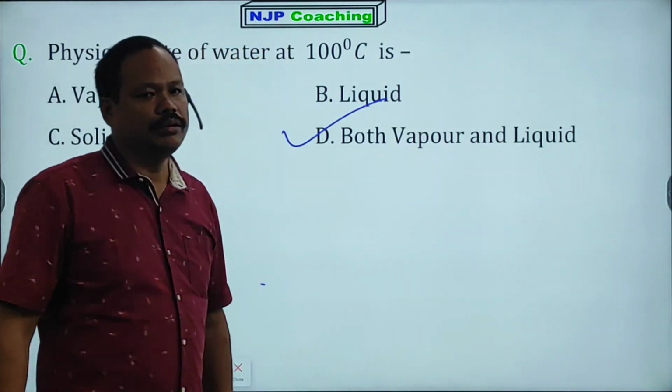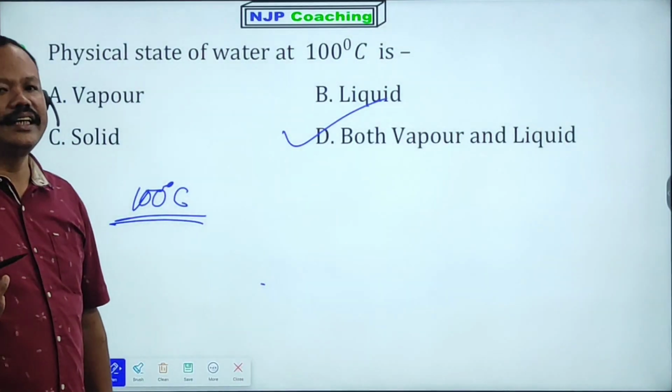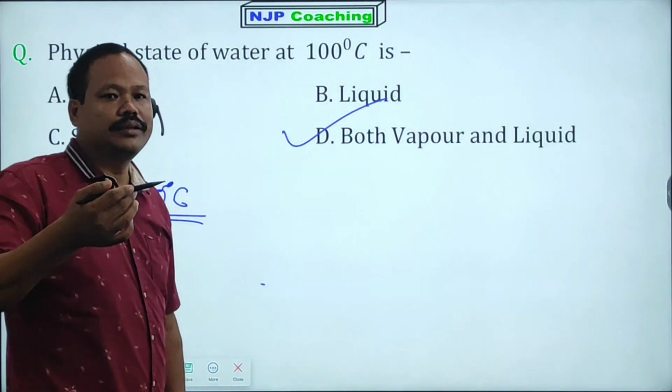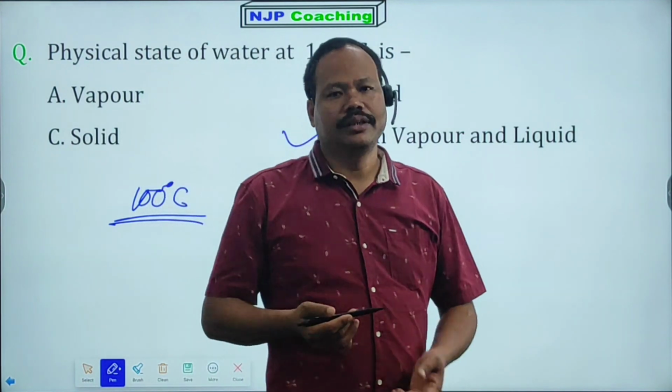So we cannot say directly vapor or liquid. So both vapor and liquid at 100 degree centigrade: the physical state of water is both vapor and liquid.